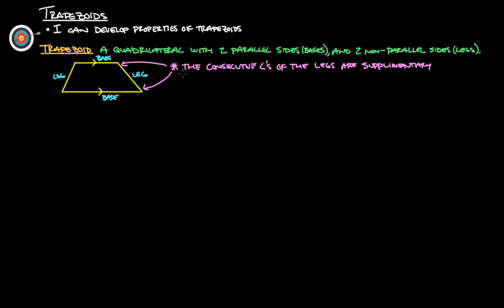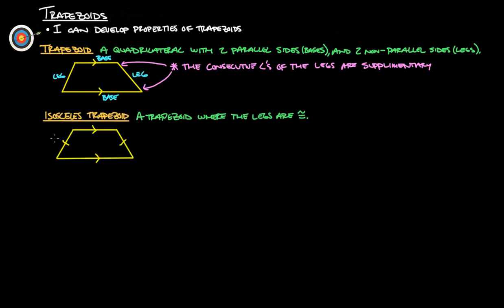An important property of a trapezoid is that the consecutive angles of the legs are supplementary. So basically, if you take a leg and add up the two angles that connect to the bases, this angle plus this angle will equal 180, and this angle plus this angle here will also equal 180. Okay?